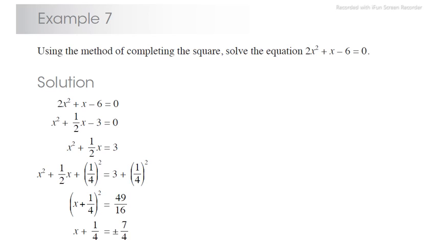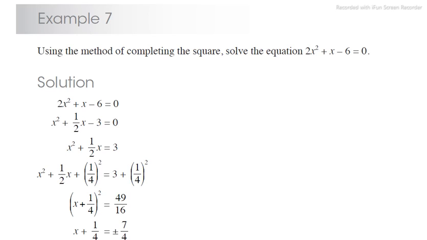After that, we take the constant on the other side, which gives us x squared plus a half x equaling to positive 3. After taking the constant on the other side, we now get the coefficient of x, which is a half, divide it by 2. When you divide a half by 2, you get a quarter. So we square this a quarter and add it on both sides.